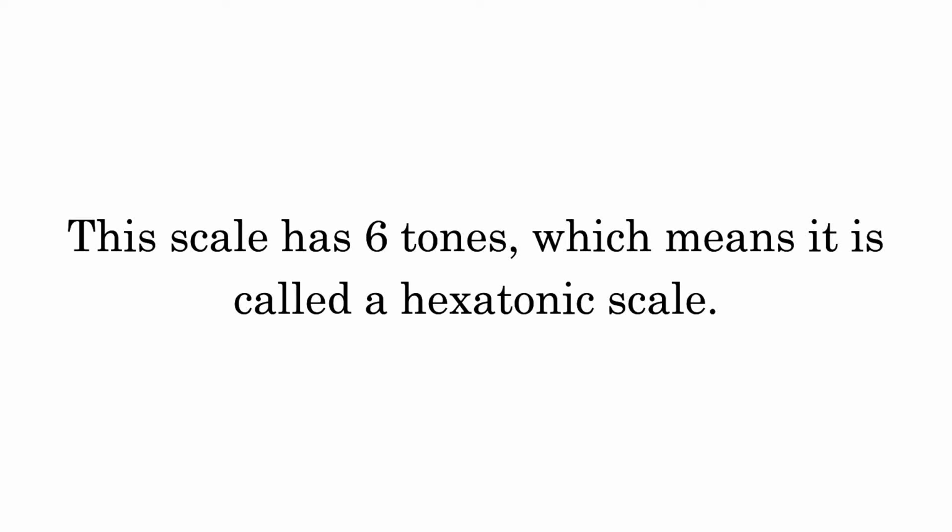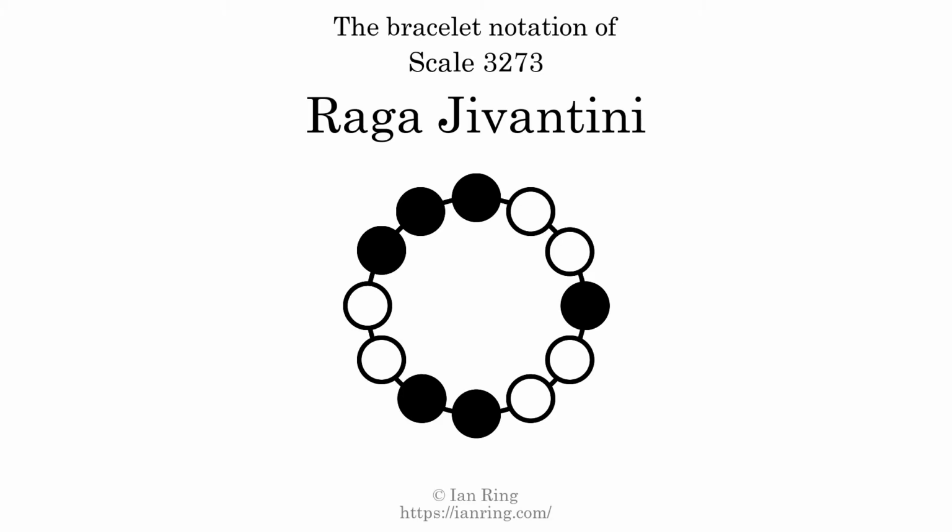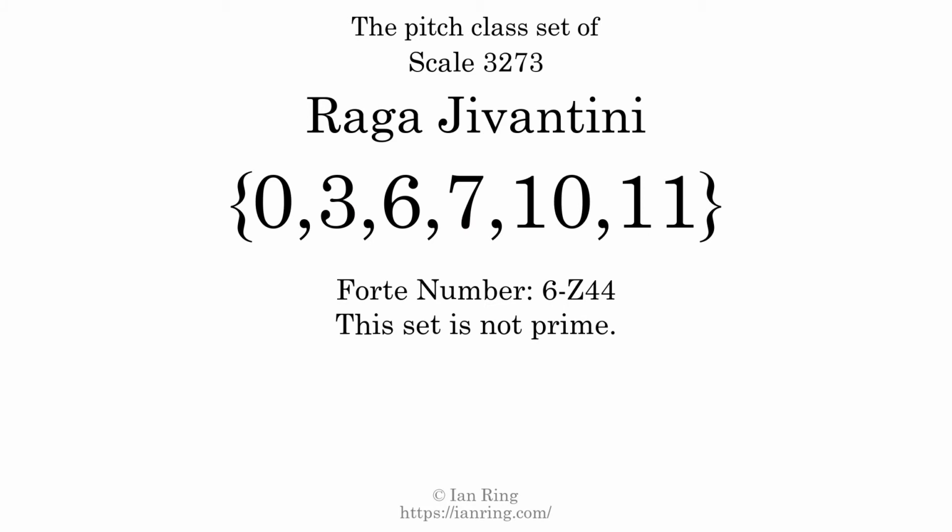This scale has 6 tones, which means it is called a hexatonic scale. This is a bracelet notation diagram of scale 3273. The shaded circles represent tones that appear in the scale, and they are read clockwise, starting at the top. The pitch class set for this scale is 0, 3, 6, 7, 10, 11. The fault class is 6Z44. This set is not prime.